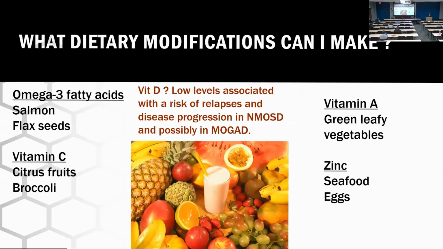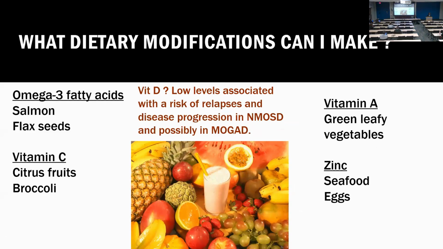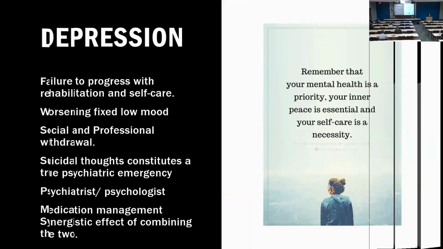Another important question I get is, what can I eat, right? What dietary modifications can I make? Usually for skin protection in general, or healthy well-being, you have to take in a lot of fresh fruits, fresh vegetables, omega-3 fatty acids, vitamin C, vitamin A, zinc. The question is vitamin D. Why do we stress on having a good vitamin D level? Low levels have been associated with the risk of relapse and disease progression in NMOSD and possibly in MOG-associated disease. We have a lot of data in multiple sclerosis for that. The goal vitamin D level should be more than 40, and supplementation doses depend on what the level is.